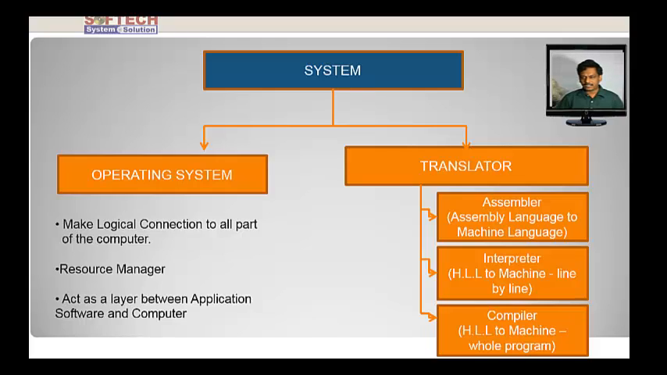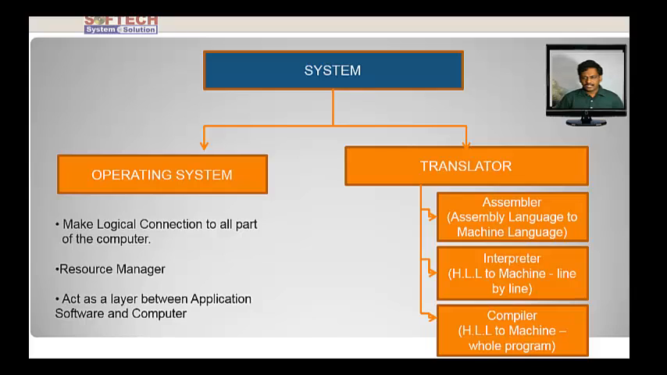The first one is the assembler. The assembler is a software. That software helps the computer. It converts assembly language into machine language coding. It converts the assembly language program into a machine language program. This is the function of the assembler.